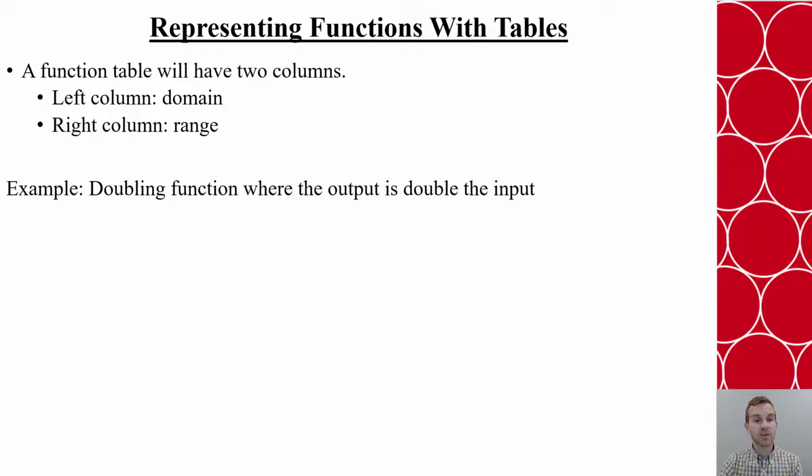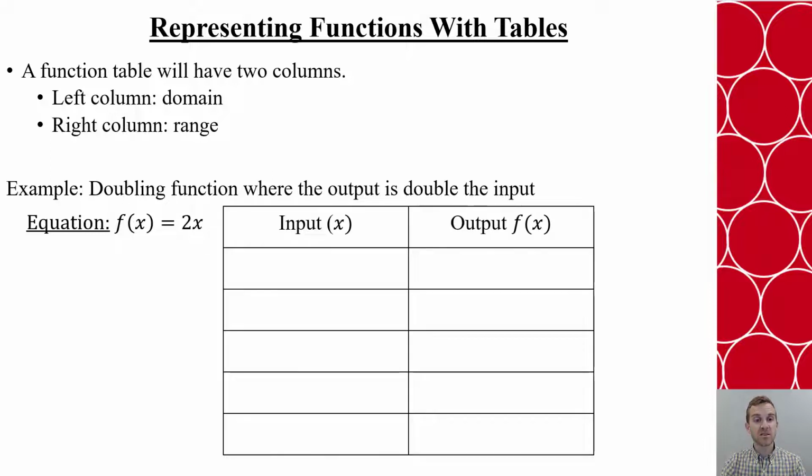Say we have a function called the doubling function, where the output is double the input. As an equation, this would be written as f of x equals 2x. That means when we consider our input, that will be our x values, and f of x will be our output. So let's say we input 2. The output would be 2 times 2, which is 4.